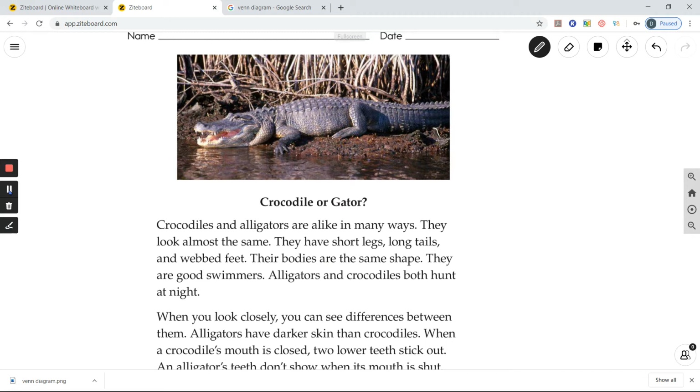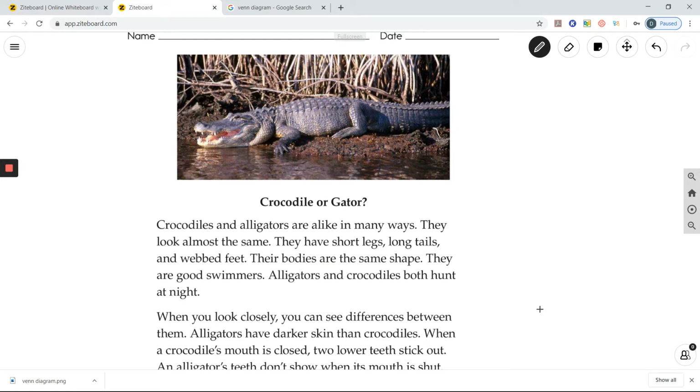The passage we have to practice with today, or that I'm going to show you, is called Crocodile or Gator. I'm going to read it through first, then we'll practice marking up the text and see if we can identify the similarities and differences between crocodiles and alligators.